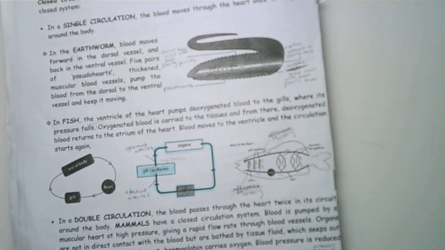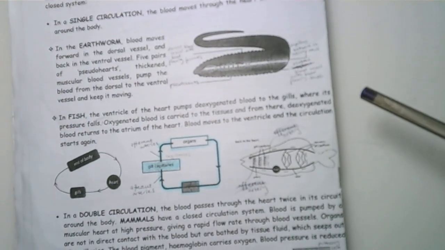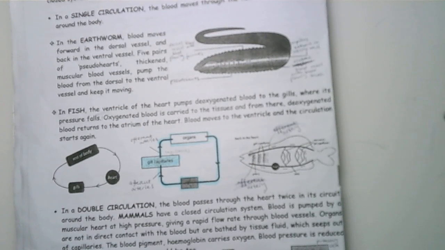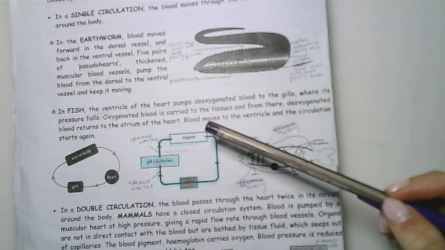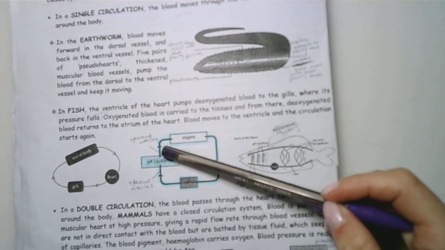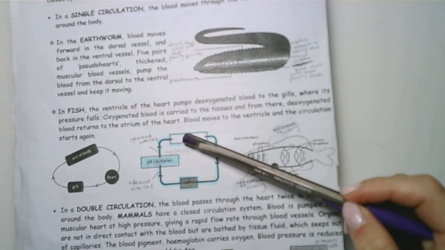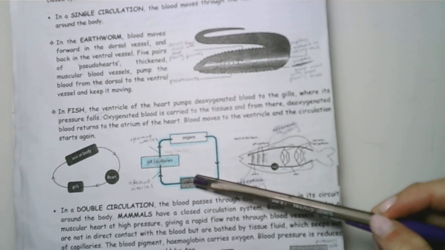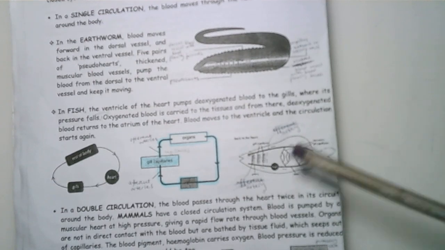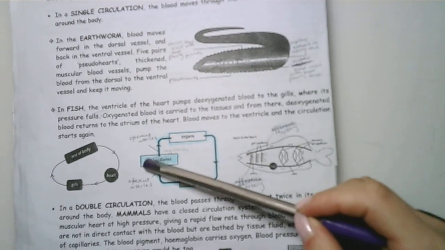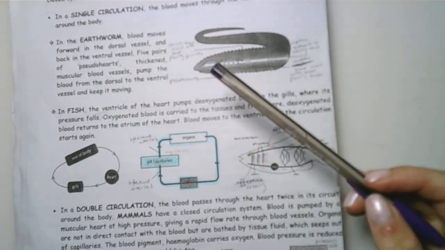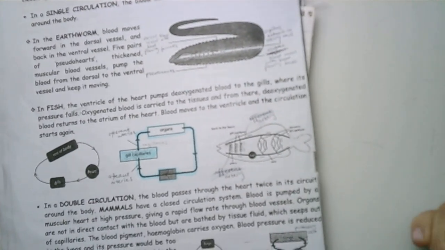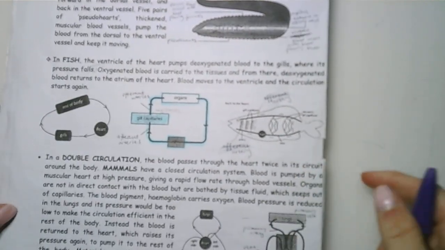Another example of single circulation would be in fish. So the ventricle of the heart pumps deoxygenated blood to the gills, where its pressure falls. The oxygenated blood is then carried to the tissues, and from there the deoxygenated blood returns back to the atrium of the heart, and then the blood moves to the ventricle and the circulation starts again. So you can see the diagram here. It's not too complicated compared to the double circulation.